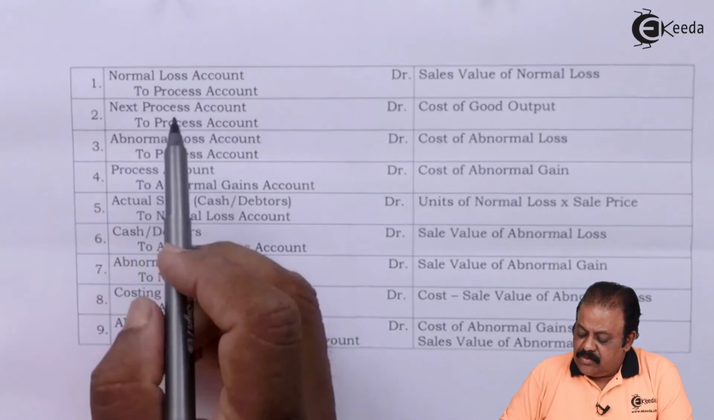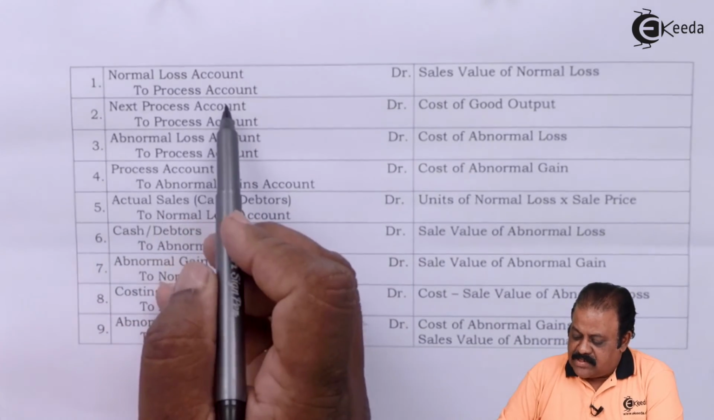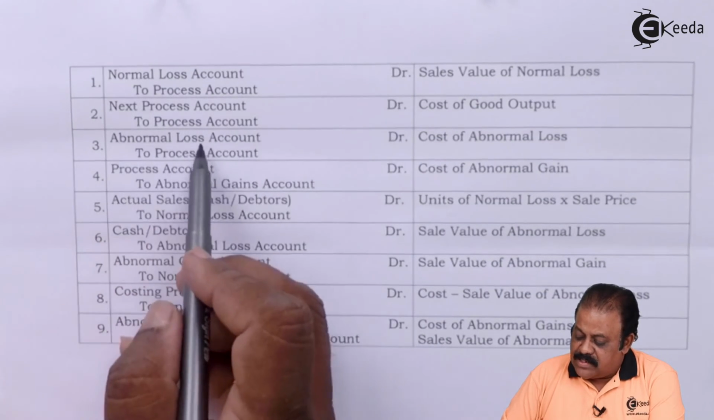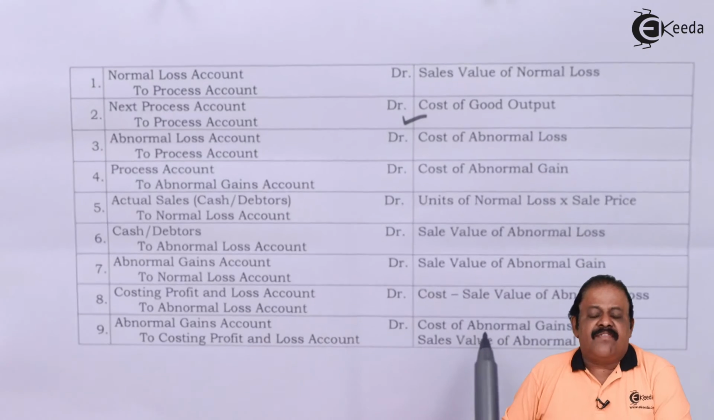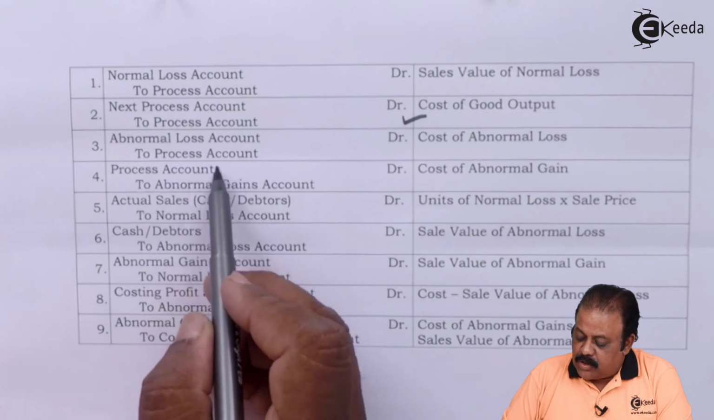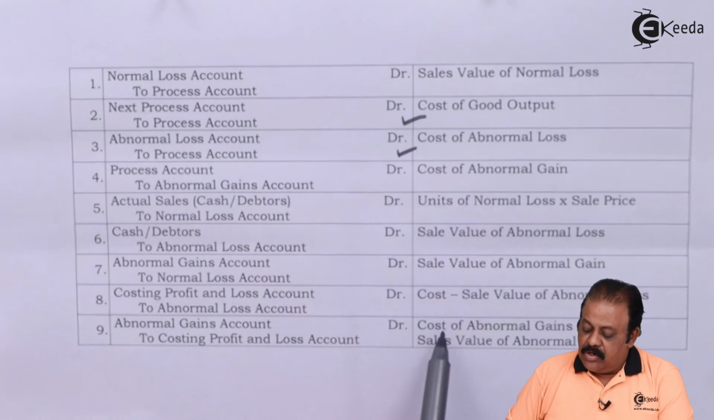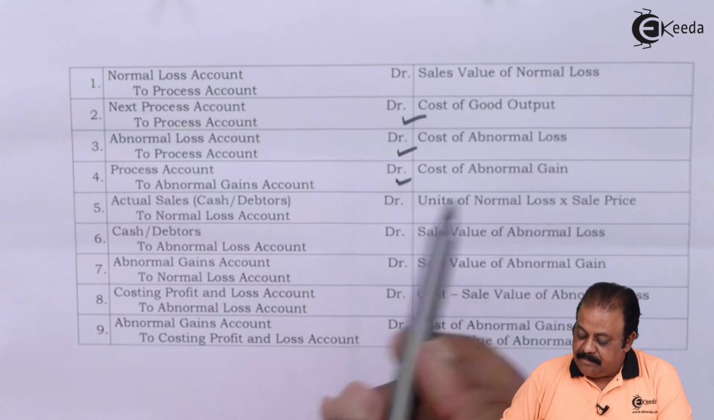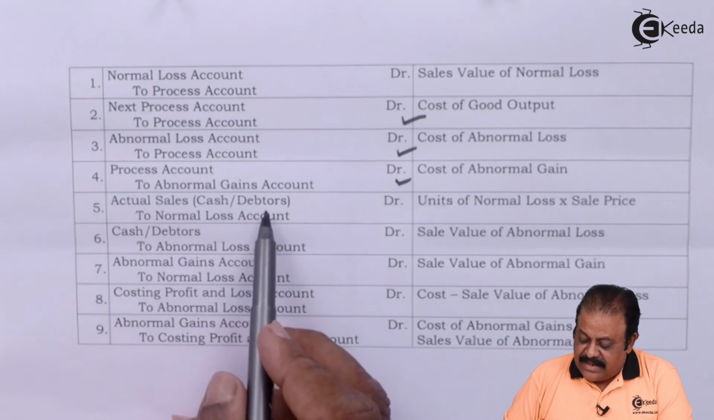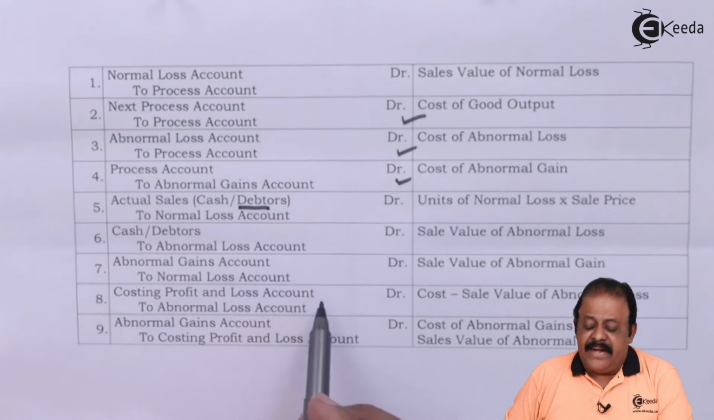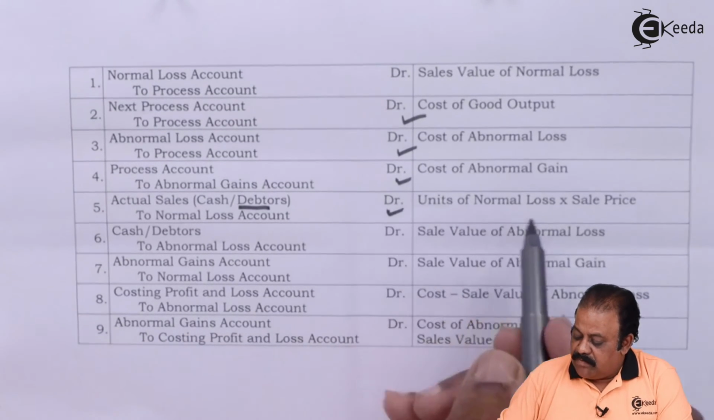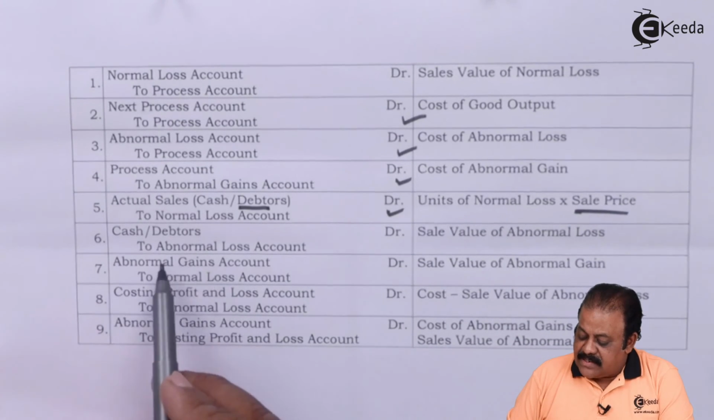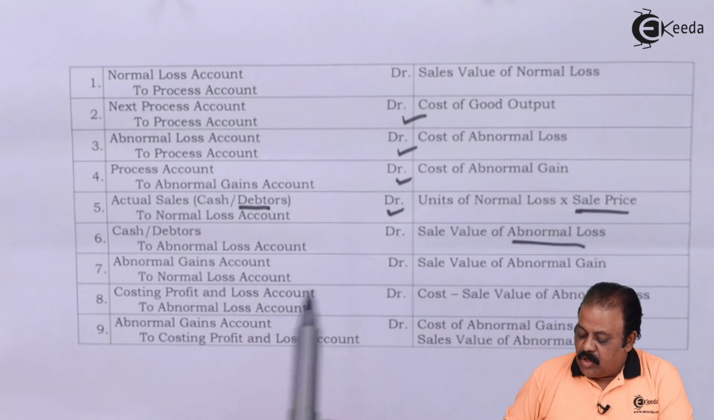Journal entries will be like this: normal loss account to process account, that is for sale value of normal loss. Next, process account to process account, that is for cost of goods of output. Abnormal loss account debit to process account, this is for cost of abnormal loss. Process account to abnormal gain account, that is for cost of abnormal gain. Actual sales, cash or credit sale if there is a possibility of debtors, to normal loss account, units of normal loss multiplied by sale price. Cash received or credit sale to abnormal loss account, sale value of abnormal loss.